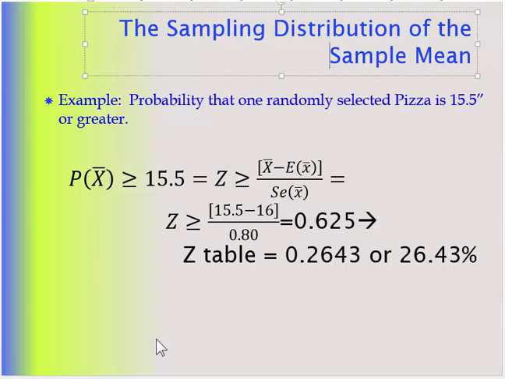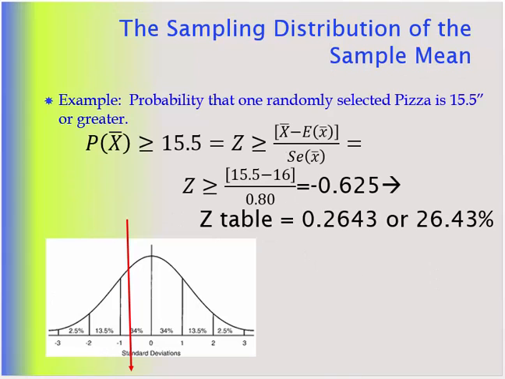So I'm going to flip to another slide and I'll draw a normal distribution, and I'll show you visually what this looks like. So you'll notice I put this handy little red line in here. When we divide this out, we get this negative 0.625. We looked this up on the Z table and we get 0.2643. So that means that we have a 26.43% chance of randomly selecting one pizza and having it be 15.5 inches or smaller. So it's this red line all the way back to the origin.